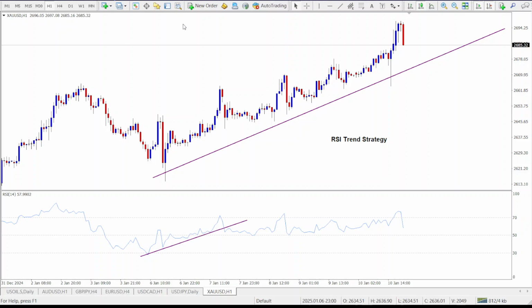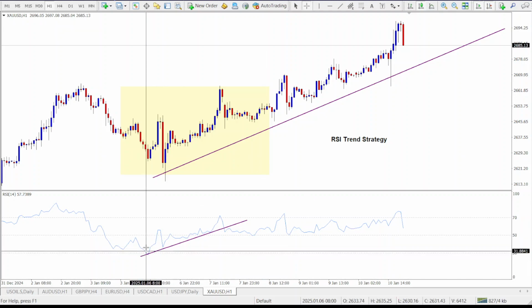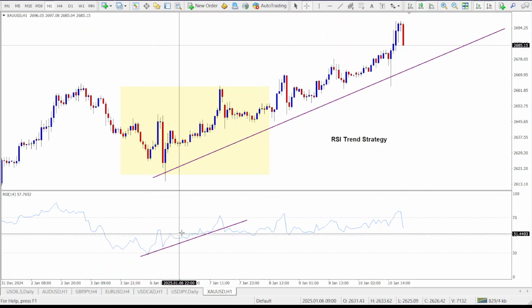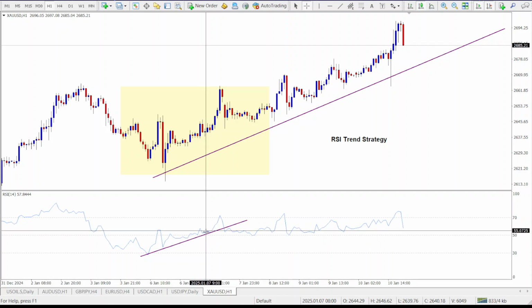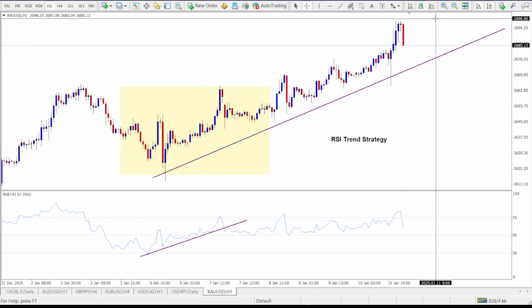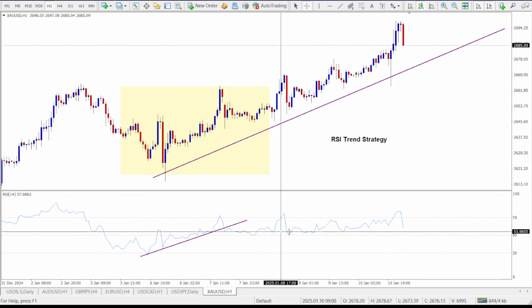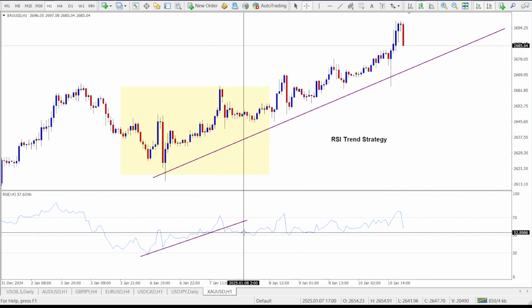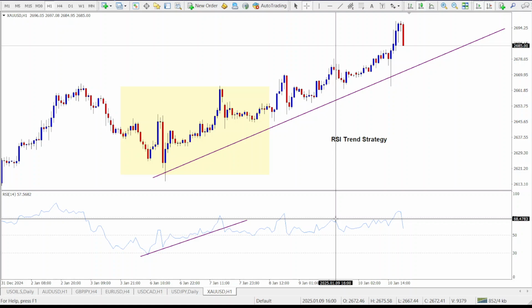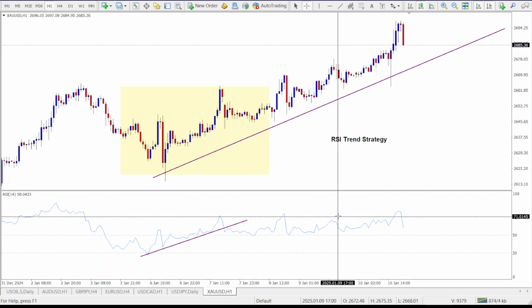You can see at the start of the buy trend that we had the RSI moving from the 30 level up above the 50 level. And then throughout the buy trend, we can see what happened around here. The RSI stayed above the 50 level, showing that there is buy momentum in the market, a prevalence of bullish momentum.